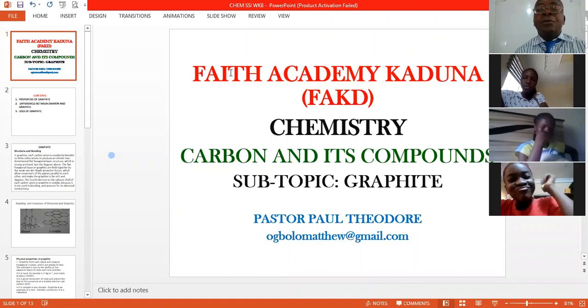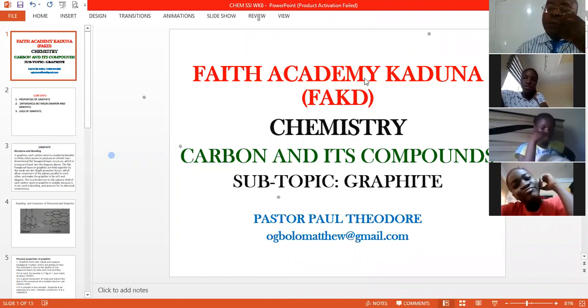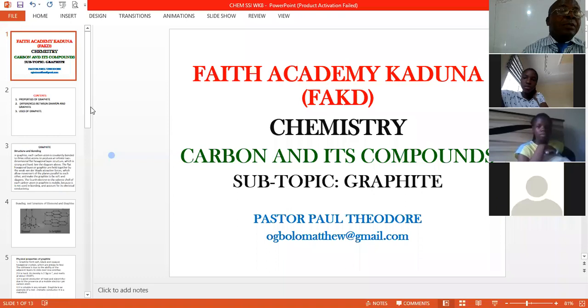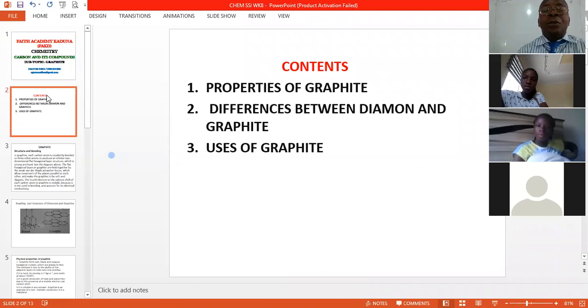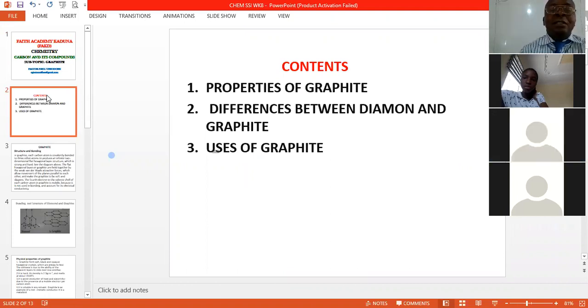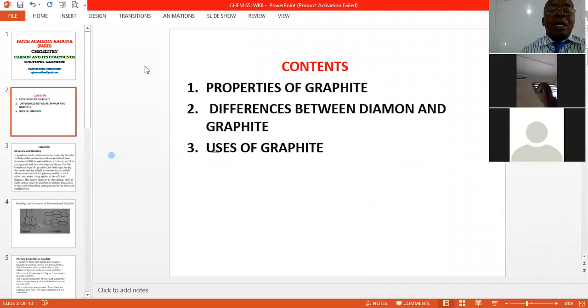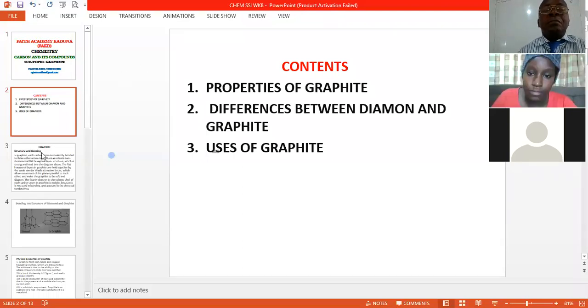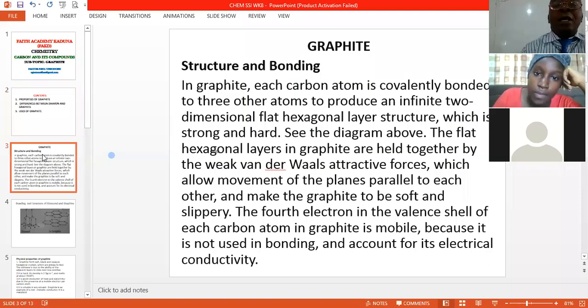So we are continuing with the subtopic graphite. Graphite is one of the allotropies of carbon. And these are the contents we'll be looking at today. We are going to look at the properties of graphite. We look at the structure of graphite. We look at the differences between diamond and graphite. We also look at the uses of graphite. Now we'll start with structure and the bonding of graphite.